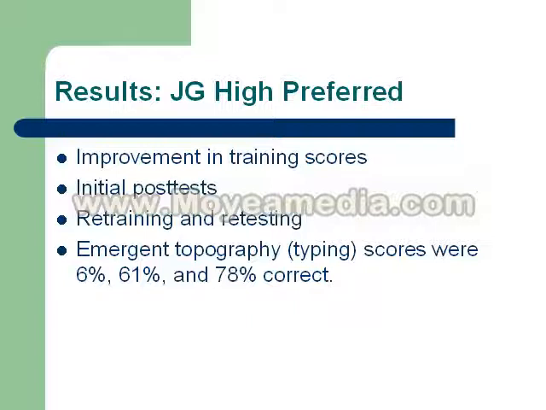JG's high preferred results. JG's high preferred protocol was the solar system. Repeated trial blocks resulted in a steady increasing trend towards criterion and never required blocking. The initial exposure to the post-test resulted in 0 trial blocks exceeding criterion. All testing trial blocks exceeded criterion after the 3rd training sequence, with the exception of 1 trial block, which exceeded criterion on the 4th attempt. Testing for an emergent topography resulted in 6%, 61%, and 78% correct, which was the highest score of all participants.